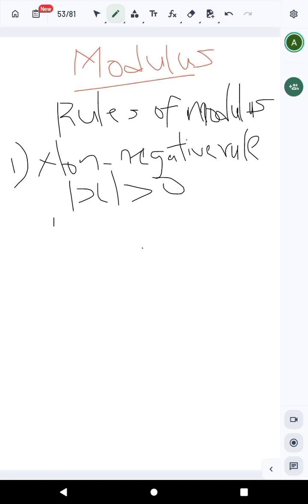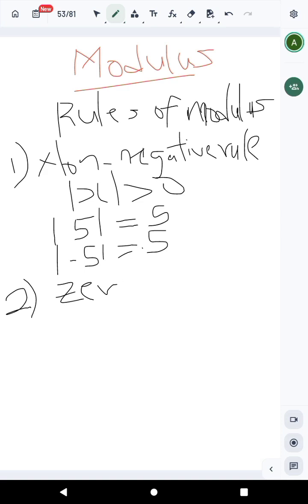So if we have absolute value of 5, it's going to be what? 5. Absolute value of minus 5 is going to be 5 also, where the absolute value of s is greater than 0.